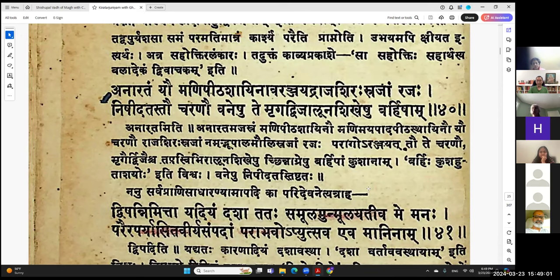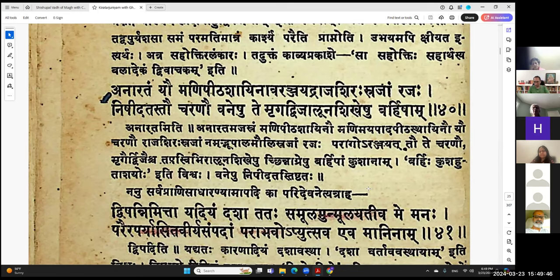Mrigaihi Dvijaihi Tapasbibihi cha aluna shikeshu barihisham kushanam upari nishidataha. Your two feet are now being placed on barhis, which have been cut by mriga. There are these deer which go and eat all the grass, and it will be very sharp on the top, right? And the dvija cut it for barhis, darbha. That also will be very sharp. You were placing your feet on the manipeetha.